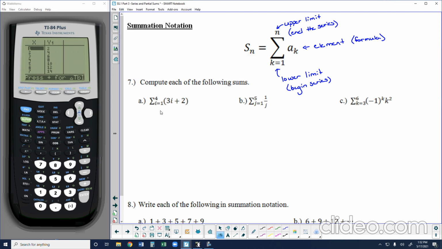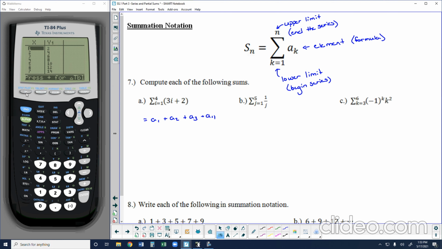It says compute each of the following sums. The summation is written slightly different here, but our lower limit is 1 and our upper limit is 4. So we are finding the first 4 terms of 3i plus 2. Don't get confused here, this is not an imaginary number. I don't like using the variable i, but this is just a variable. What this is telling us to do is take the first term, added to the second term, added to the third term, added to the fourth term.